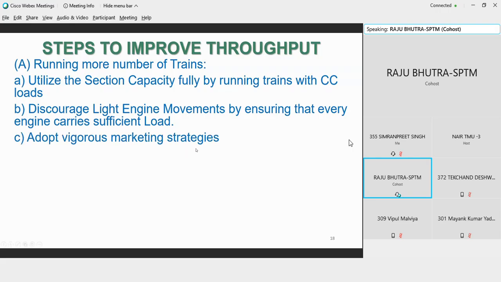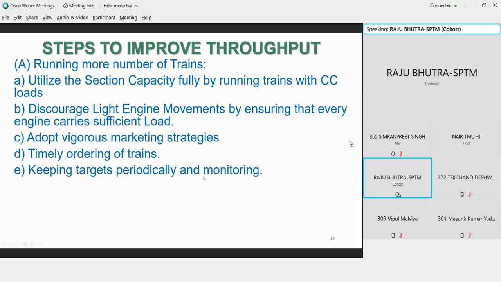Adopt vigorous marketing strategies. If we are able to adopt vigorous marketing strategies, we can attract more commodities, we can attract more traffic, and that will increase the throughput. Timely ordering of trains. If the trains are ordered timely, then we will not lose any path in the section. So if the section is saturated and the trains are timely ordered as per the path available, then more number of trains can be run in the section and throughput will increase.